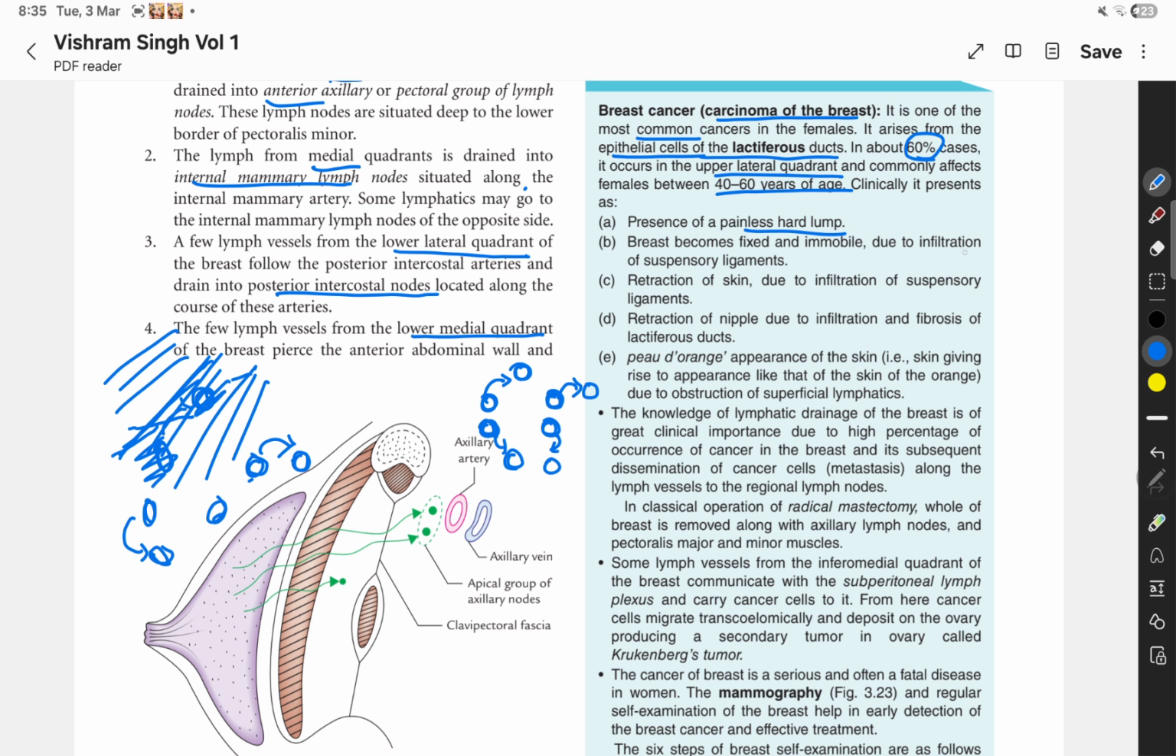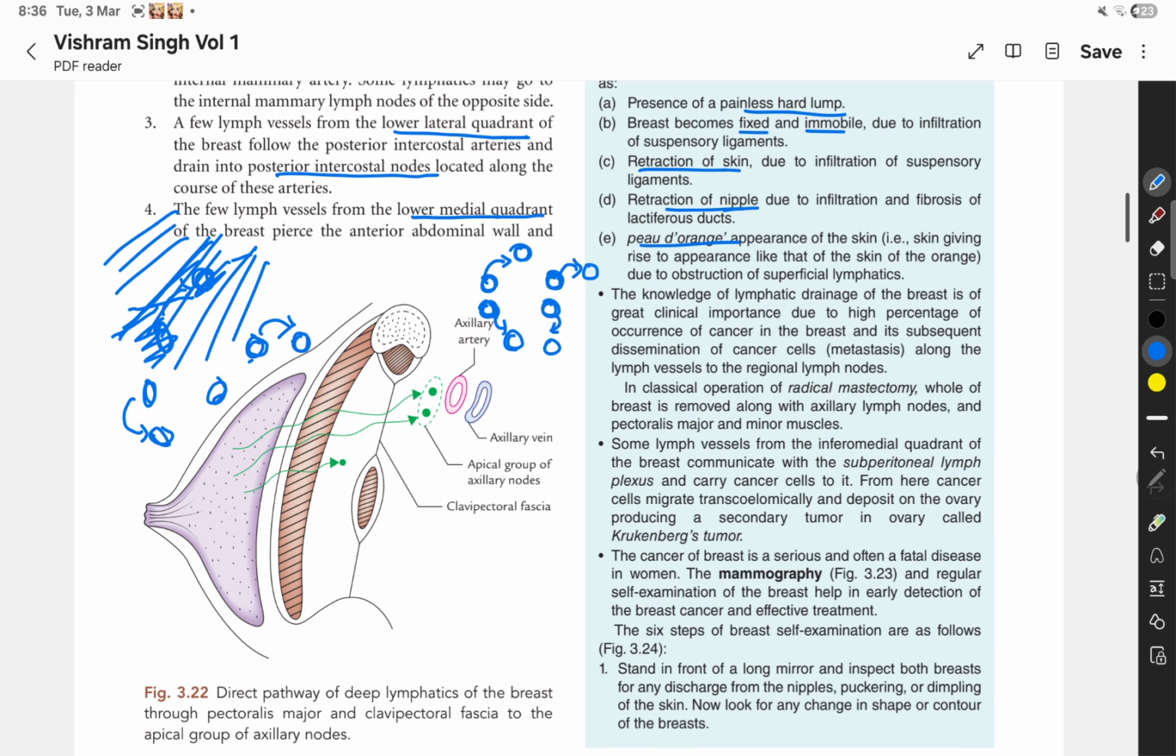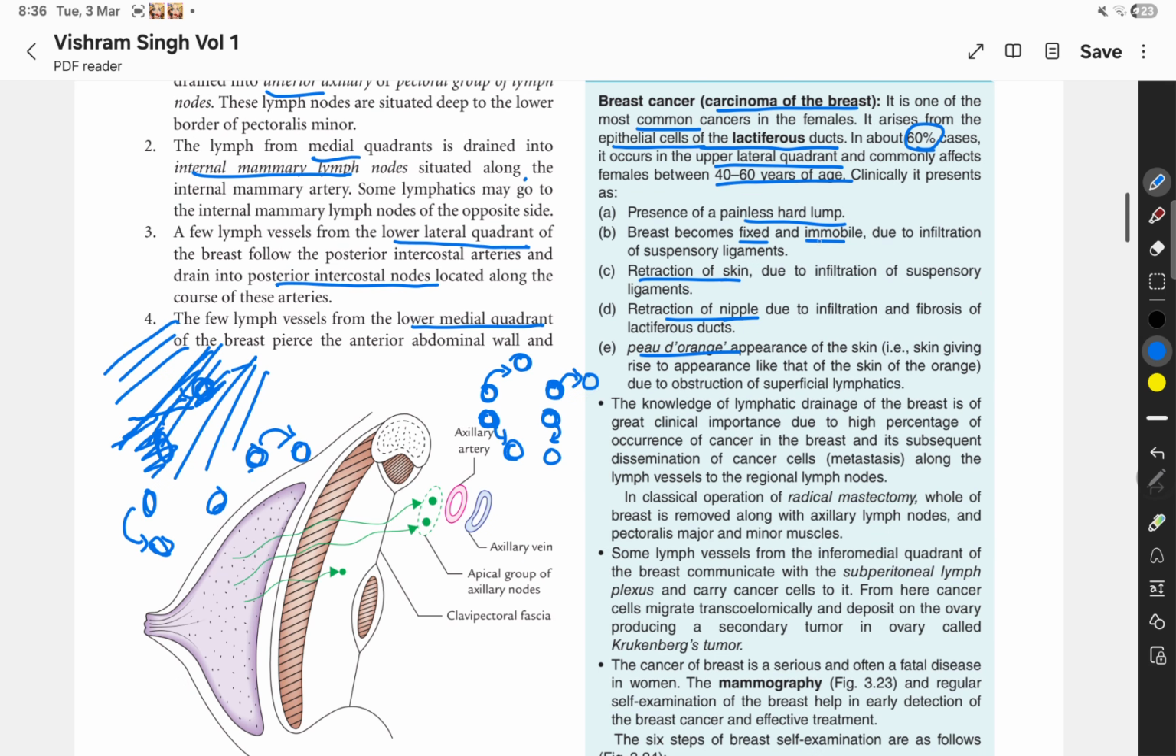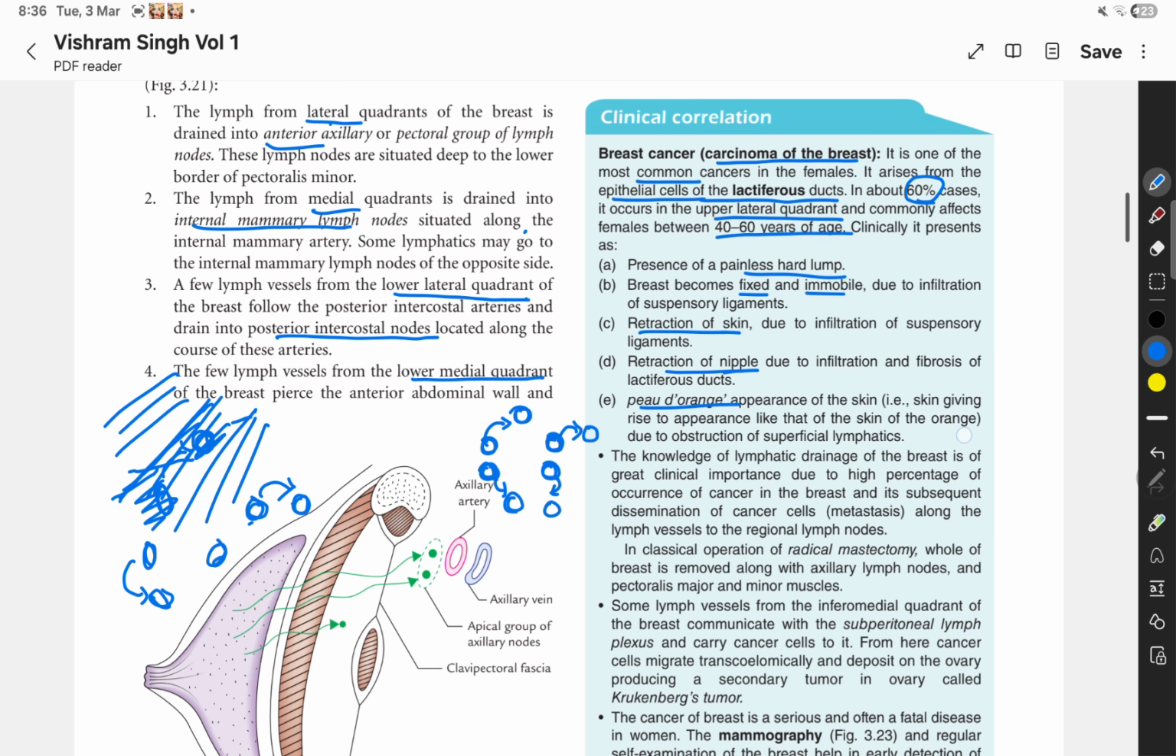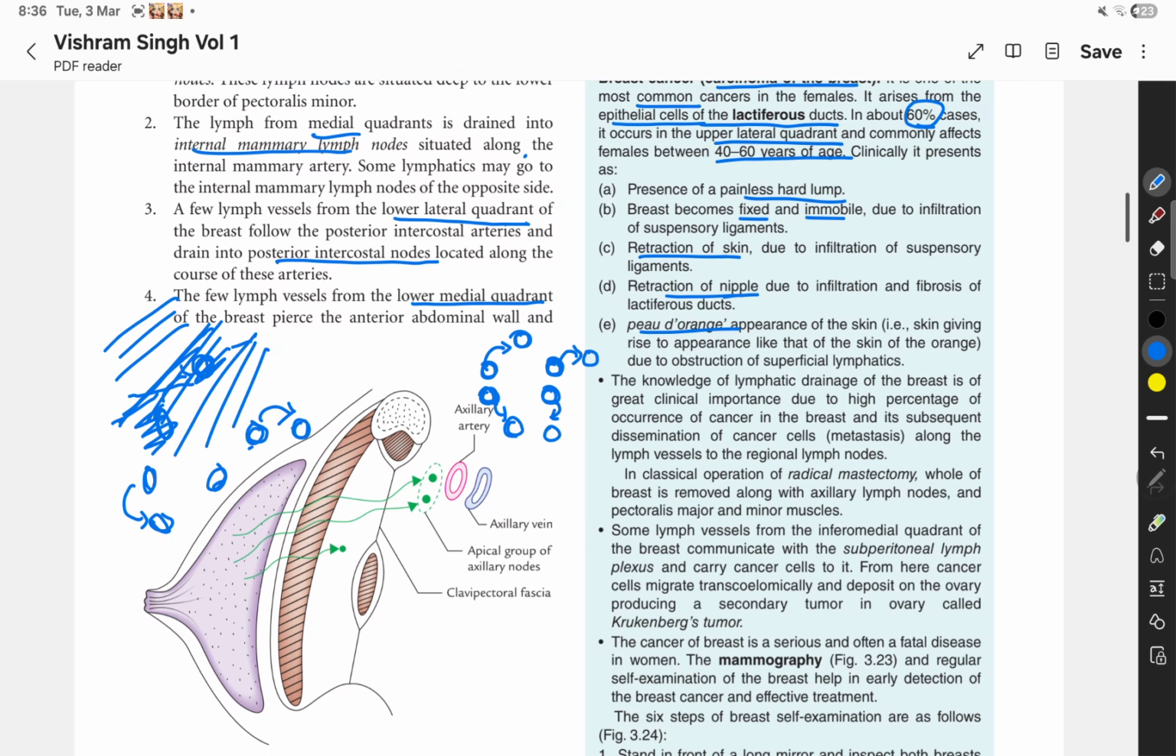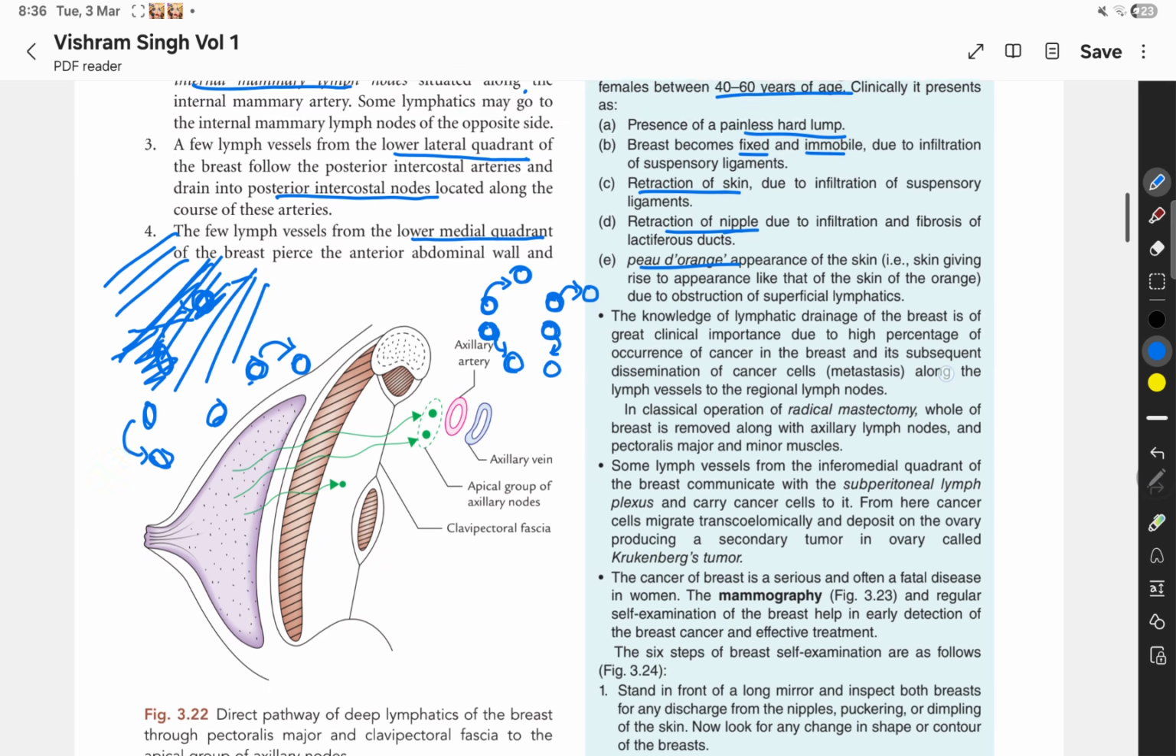The breast becomes fixed and immobile due to infiltration. Retraction of the skin due to infiltration. Retraction of the nipple due to infiltration. Peau d'orange appearance, giving the skin an appearance like the skin of an orange, due to obstruction of superficial lymphatics. So: painless hard lump, fixed immobile breast, retraction of skin, retraction of nipple, orange appearance. It is common and happens because of the epithelial cells of lactiferous ducts.